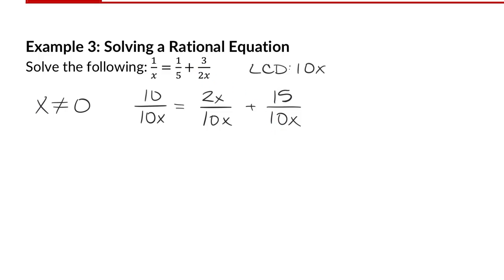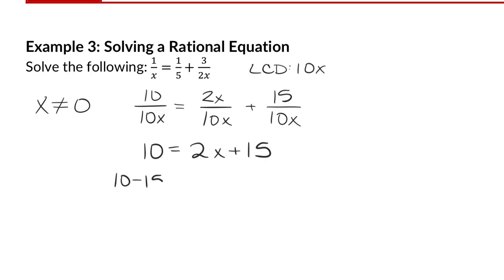Now that the denominators are all the same, you can leave them be. We're comparing the same fractions with the same denominator. So now we're just solving 10 equal to 2x plus 15. Easy peasy. This time, because there's only one x variable term, I'm going to leave it on the right side. I'm going to move the 15 to the other side.